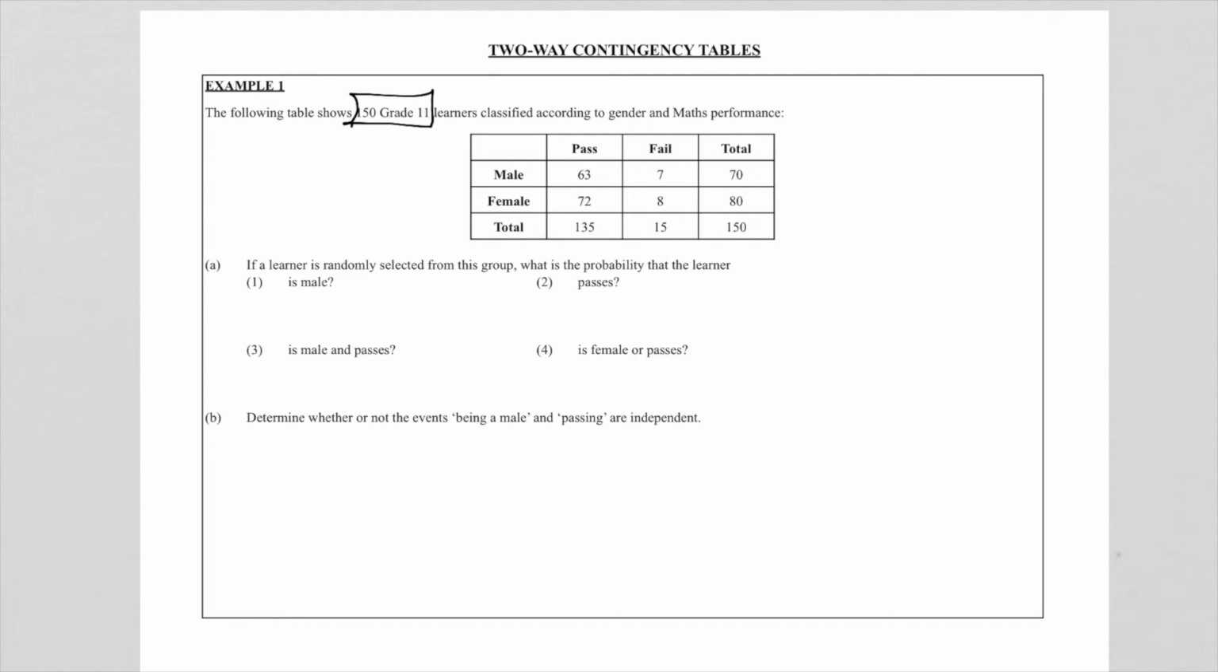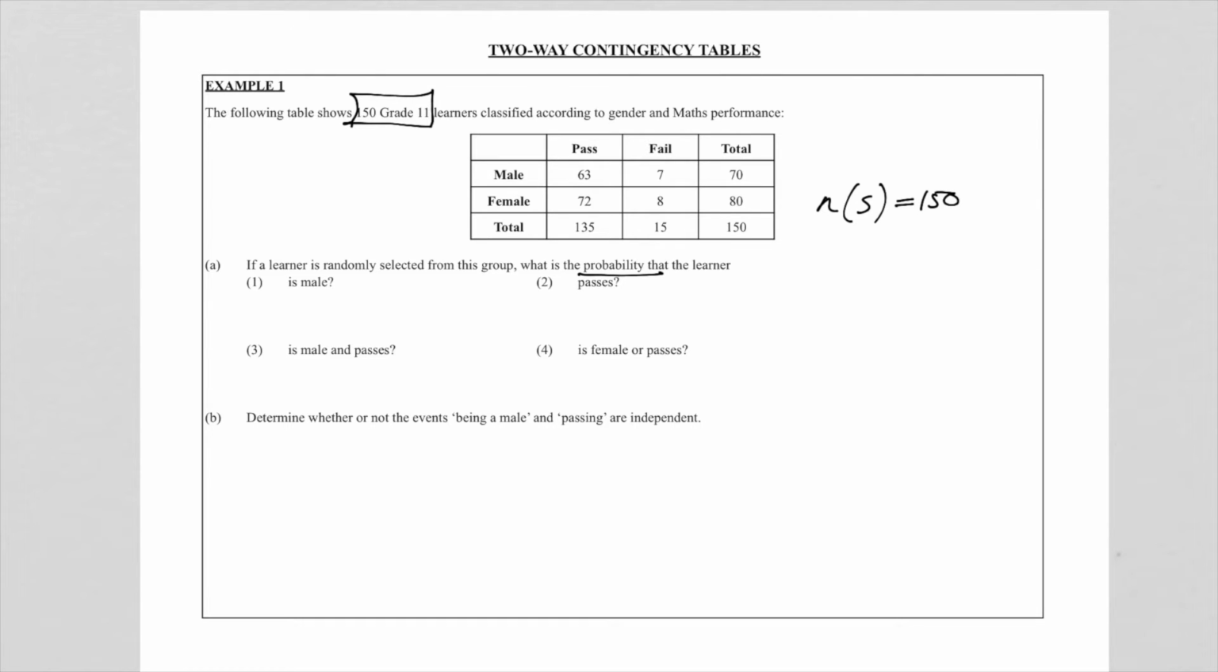So let's look at the first question. The question says that if a learner is randomly selected from this group, what is the probability? So again, we are looking at probability, which means we must divide by the sample space. Just remember the n of S in this case is 150. That is our sample space.